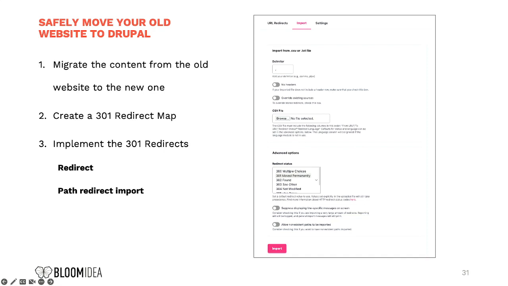And for that, if you can keep them the same, great, but usually you can't, so you need to do a 301 redirect. For that, you have the Redirect module, okay? You can also do this server side, but it's easier this way. And this module, Path Redirect Import, you see there, you can import a CSV with the old URLs and the new ones, and it automatically generates redirect entries, okay?